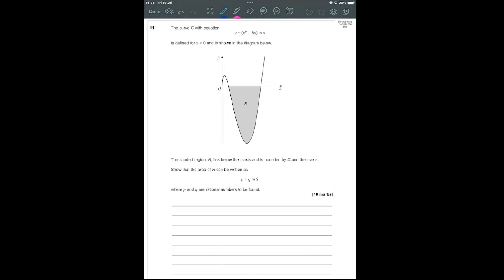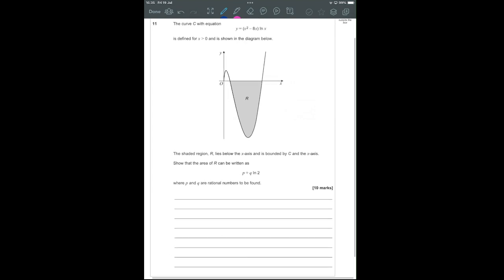Question 11. We have a curve which has been drawn for us. The shaded region is there. We want to show the area can be written like that. So a few different things that we need to do for this. First, we need to find the limits.